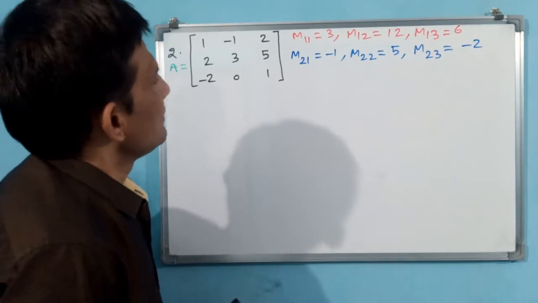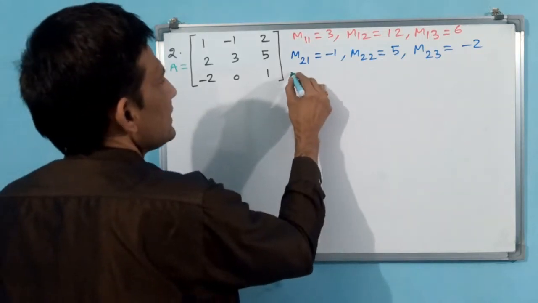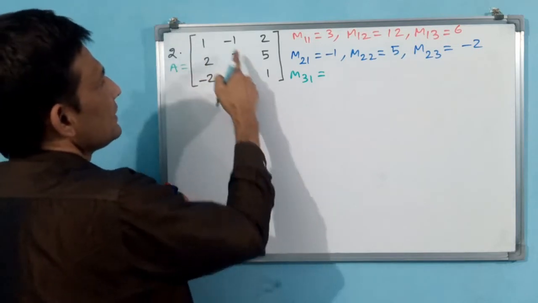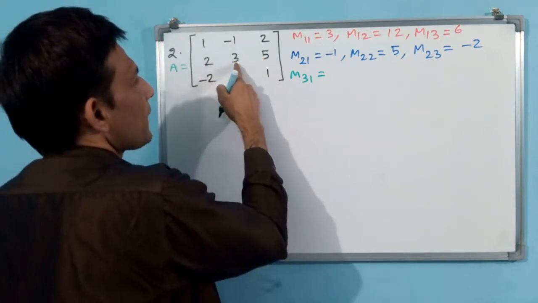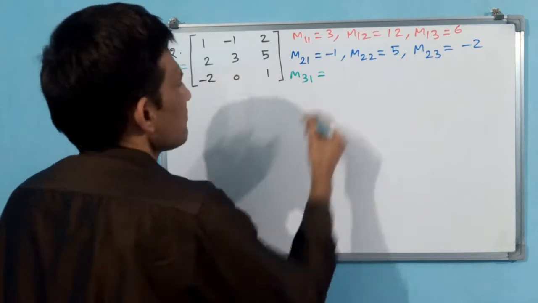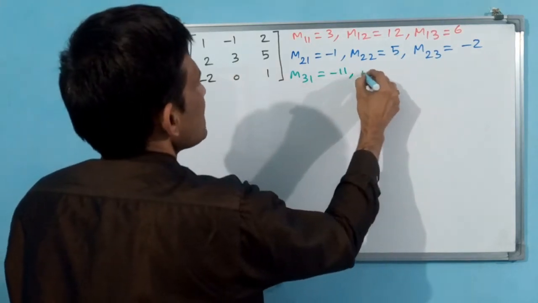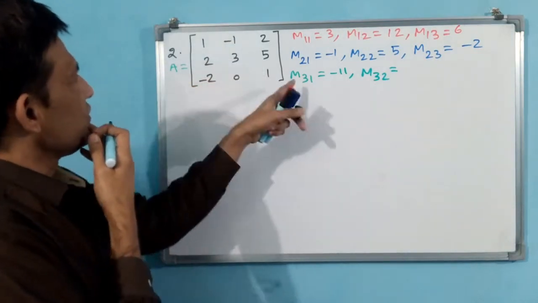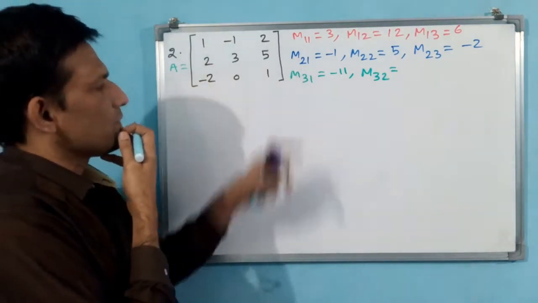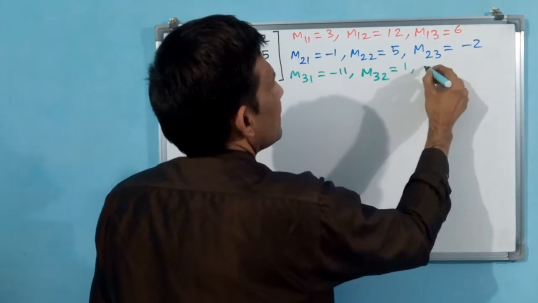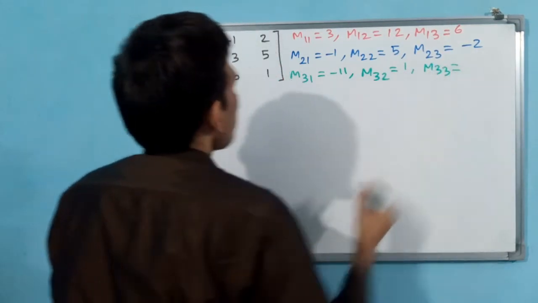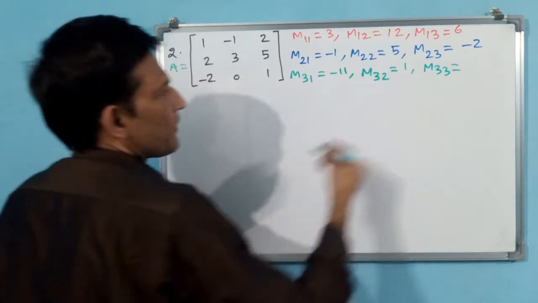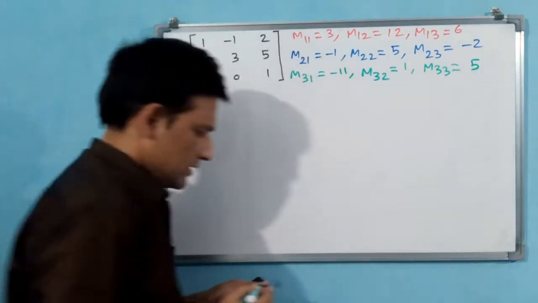Now go for M31. Minus 2 you are closing. That means minus 5, minus 6, minus 11. M32. 0 you are closing. 5 minus 4, that is equal to 1. M33. 1 you are closing. 3 plus 2, 5.